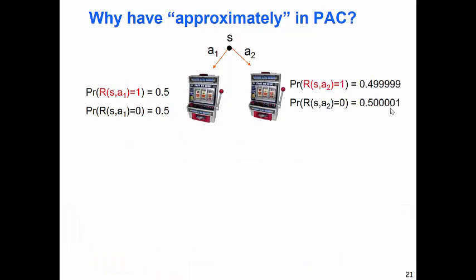Now how about the "approximately"? Here's an example that illustrates why we need to talk about approximately. Here's an arm where there's equal probability of seeing a 1 and a 0, so the expected value is going to be 0.5. And here's an arm, arm 2, that is very close to equally probable for a 0 and a 1, but not quite equal. It's a little higher probability for observing a 0.